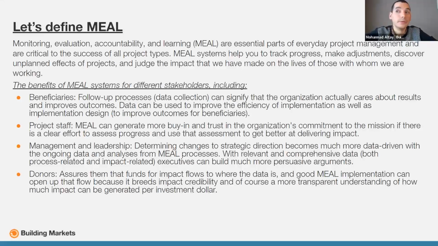MEAL systems help you track progress, make adjustments, and discover unplanned effects of the project. They help you discover where there might be areas of underperformance, for example, and also judge the impact of what we have made on the lives of the people we serve. This is in brief what the MEAL system is and its purpose. Then we can quickly review the benefits of the MEAL system and who the different stakeholders are that use the MEAL data. We have four different audiences: the beneficiaries, project staff, management and leadership, and the donors who are funding the projects.